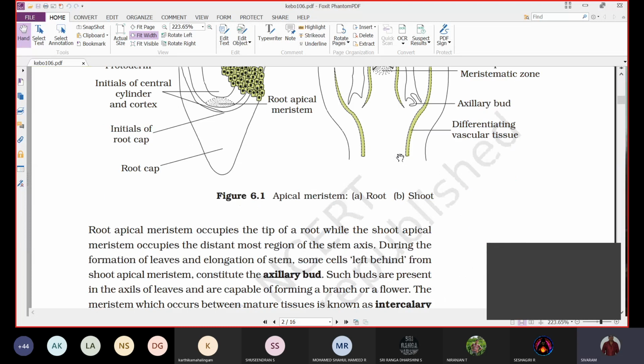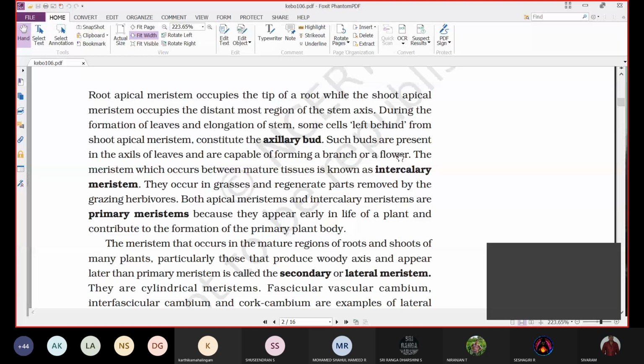Next, the root apical meristem occupies the tip of the root, while the shoot apical meristem occupies the distant most region of the stem axis. We can see here RAM, that is the root apical meristem, and SAM, that is the shoot apical meristem.